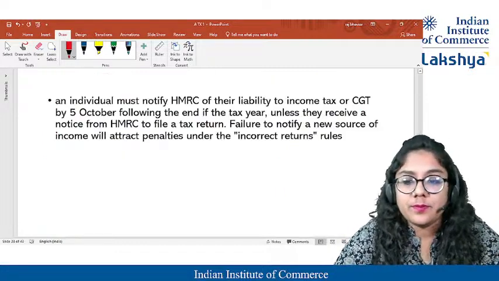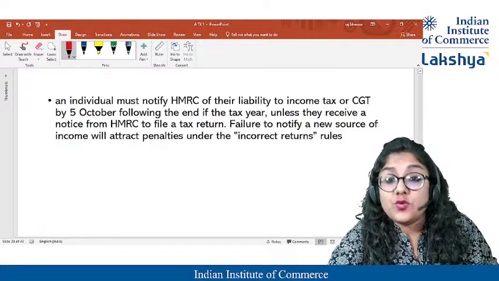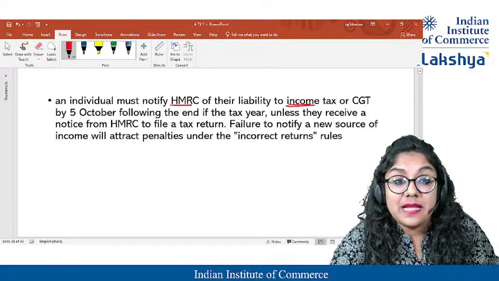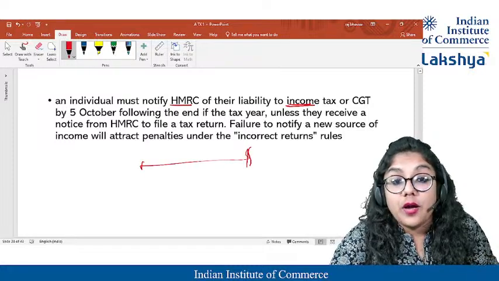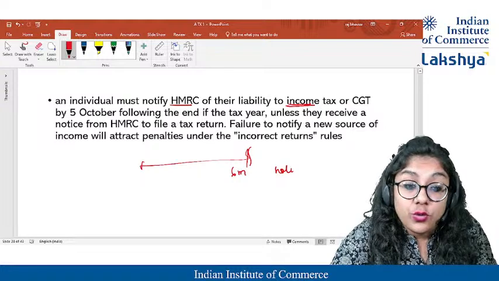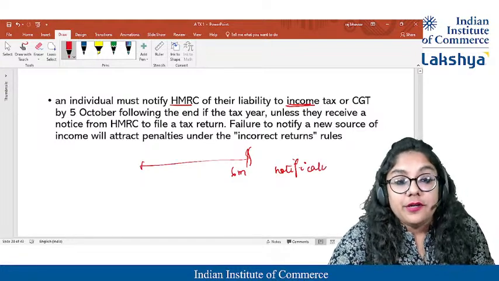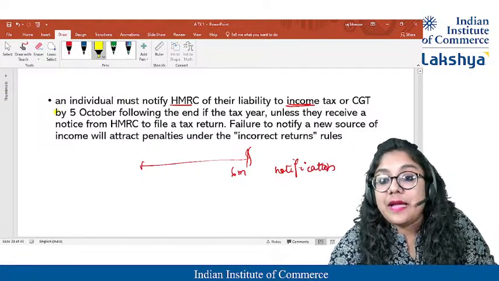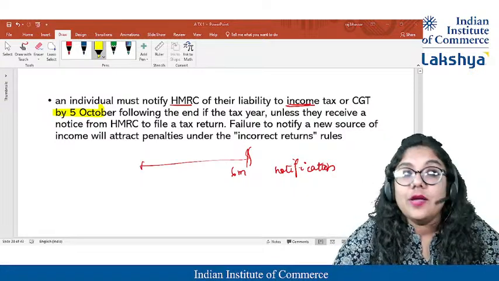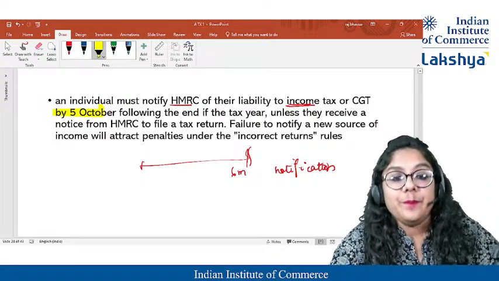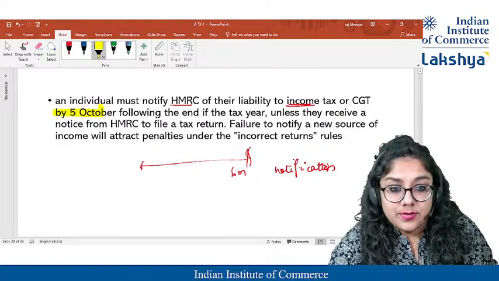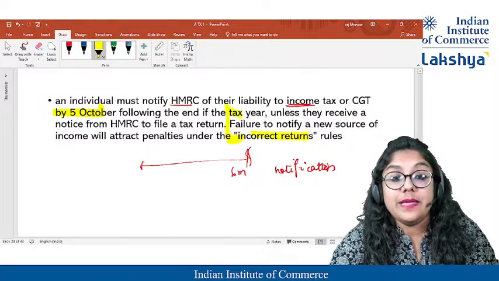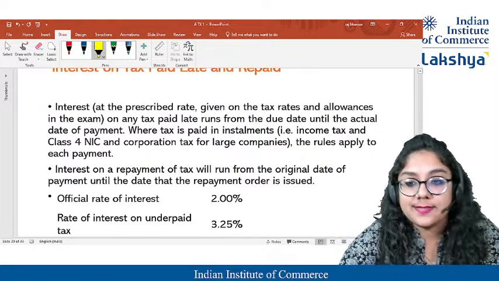Cool. An individual has to notify HMRC of their tax liability. If you remember, by 5th October, within 6 months, they have to notify. So notification must be made by 5th October only, and they have to file the return, if it is a paper return, by 31st October, unless they receive a notice. Failure to notify will show as a penalty under the incorrect return rules.